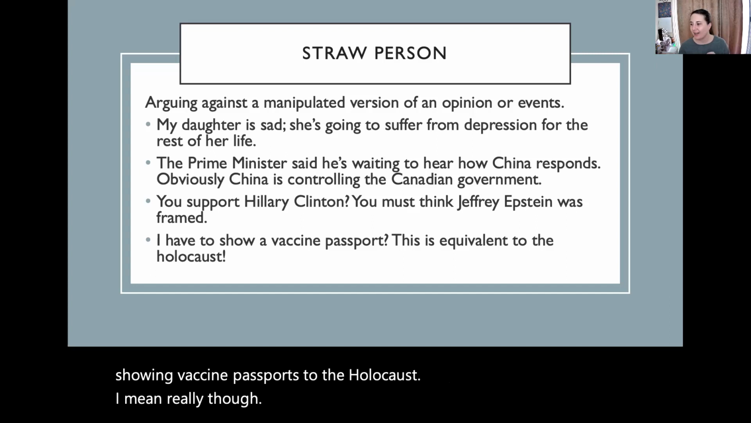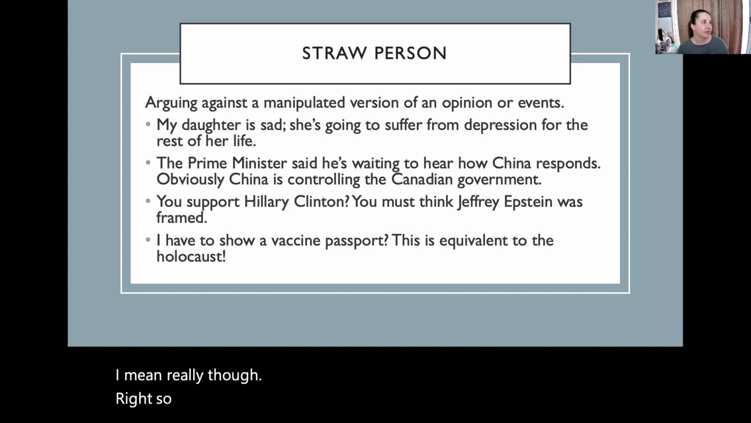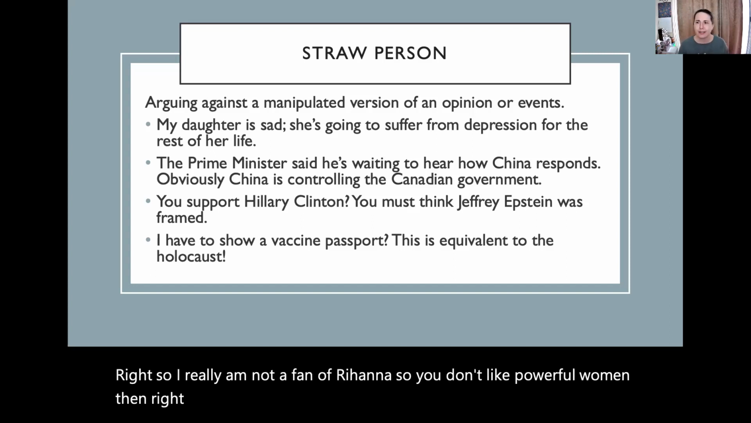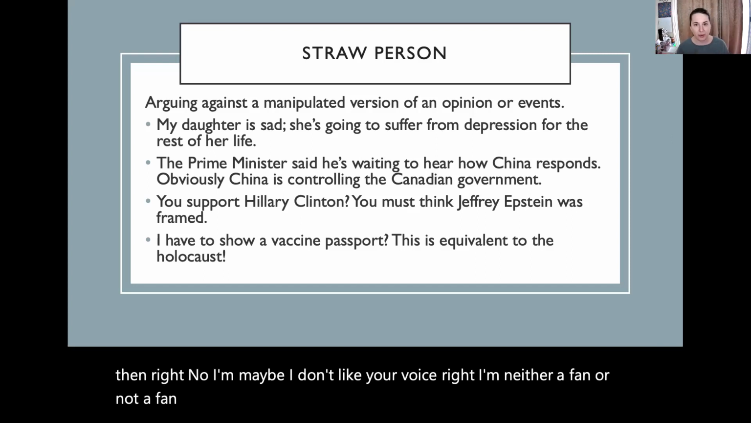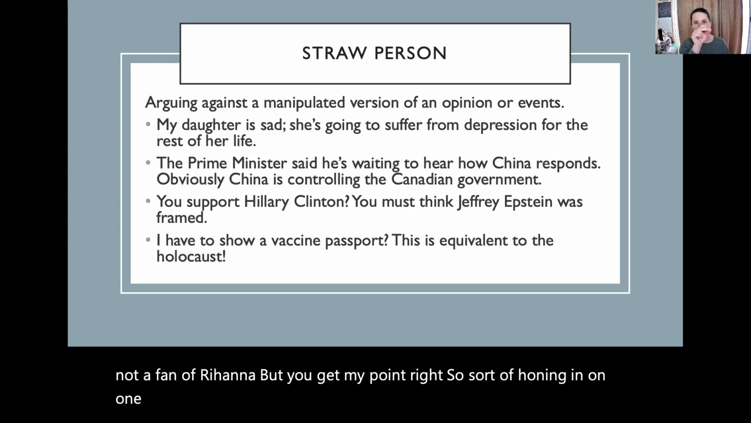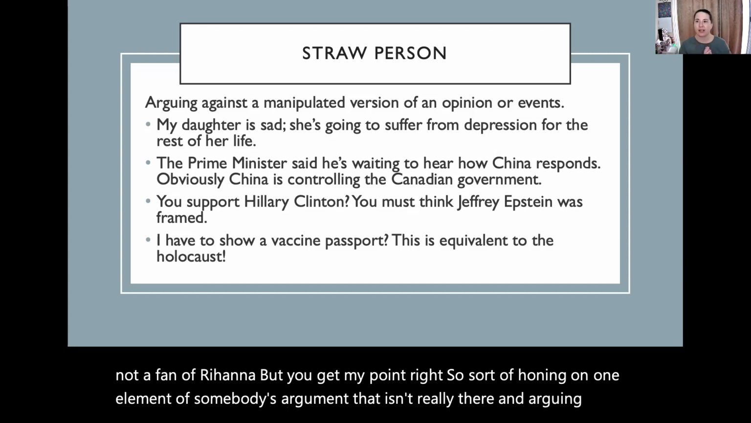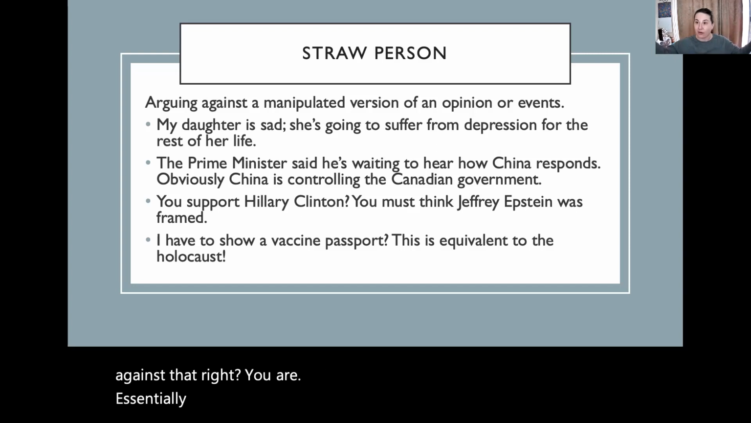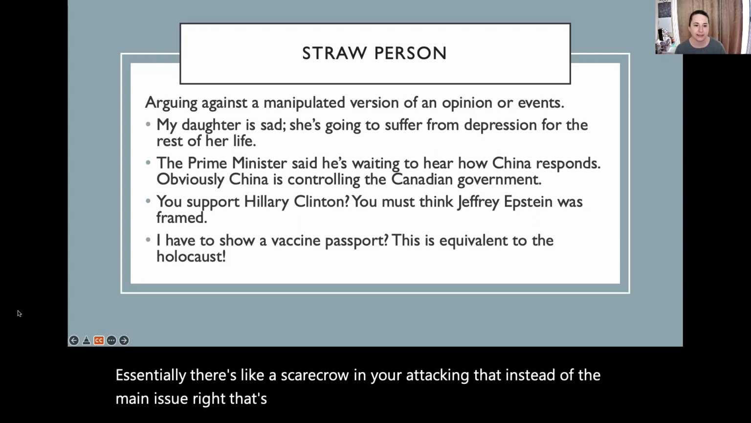So, I really am not a fan of Rihanna. Oh, so you don't like powerful women then, right? No, maybe I don't like her voice, right? I'm neither a fan nor not a fan of Rihanna, but you get my point, right? So sort of honing in on one element of somebody's argument that isn't really there and arguing against that, right? There's like a scarecrow and you're attacking that instead of the main issue, right? That's what a straw person fallacy is.